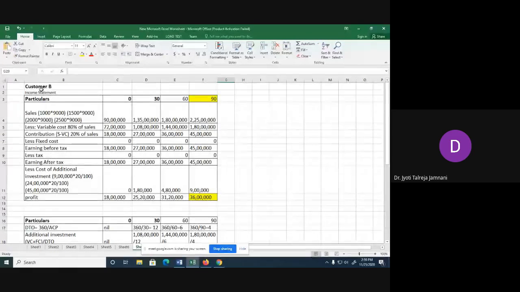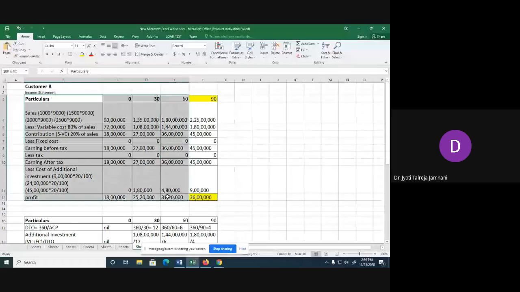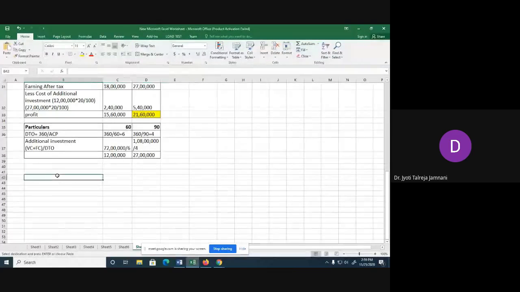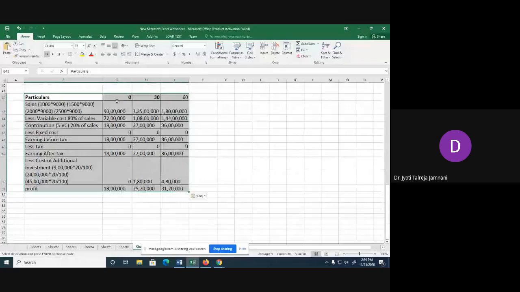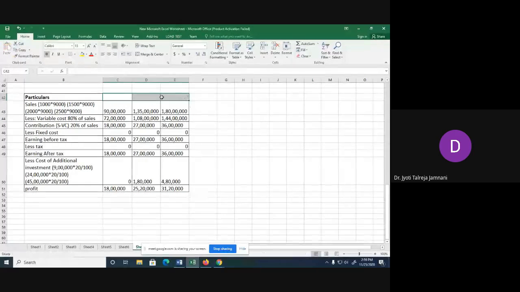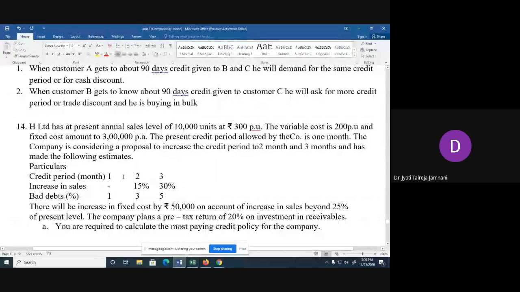So there are 3 options here. One month credit, 2 months credit, and 3 months credit. Those are the 3 options given here. Credit period per month 1, 2, and 3. So let's see what is the sales. Its present annual sales level is 10,000 units at rupees 300 per unit.